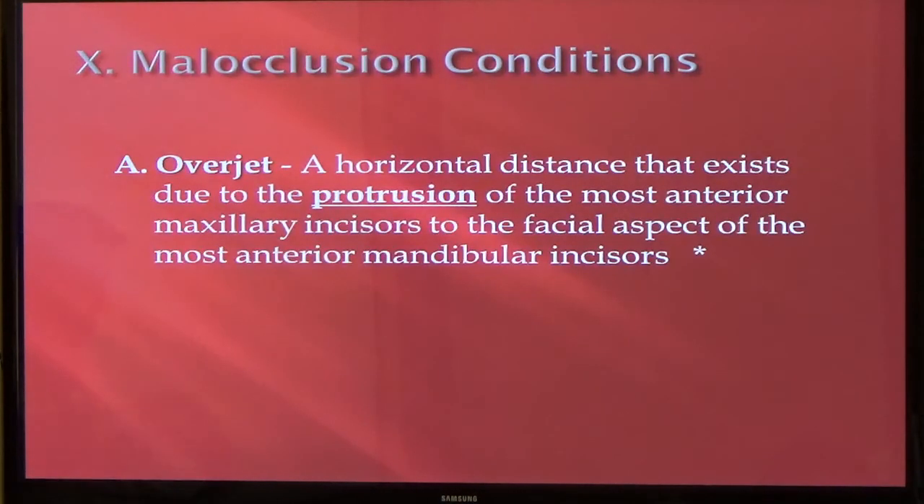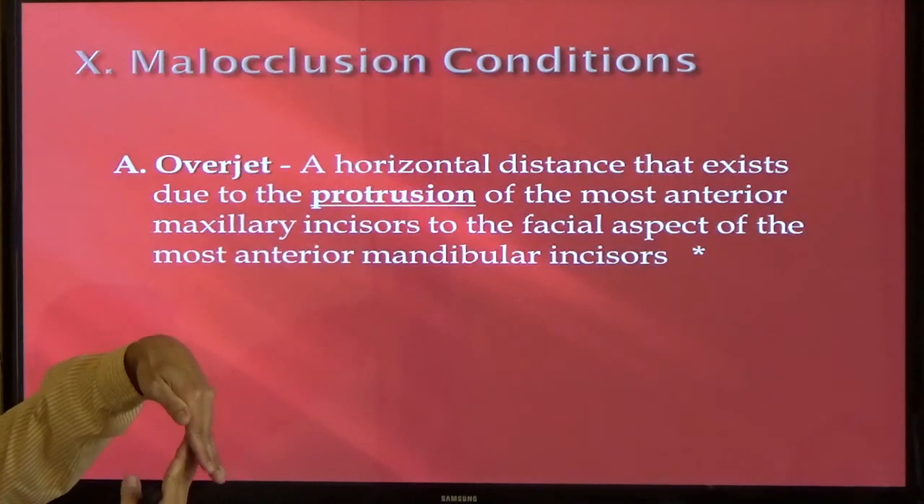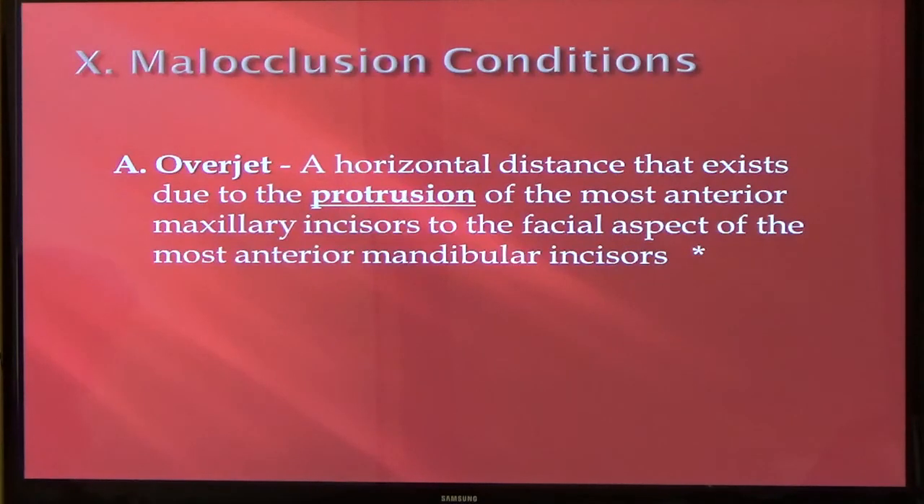Okay, overjet, that's just the space between your upper anterior teeth and your lower anterior teeth. Ideally, you want a 2 millimeter overjet. So it's the horizontal distance that exists due to protrusion of the most anterior maxillary incisors to the facial aspect of the lower incisors. So if these are your upper incisors looking at them sideways, your lower incisors should be right here, just touching, just on the lingual, just barely, okay?